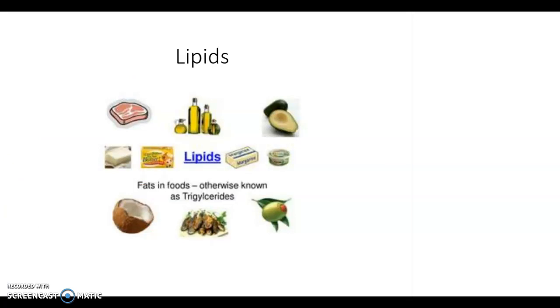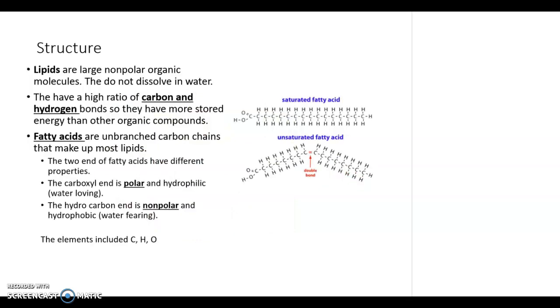The next group of macromolecules that we're going to look at are lipids. Lipids are also known as our fats. So you're going to find those in things like butter, in oils, avocados, some meats, olives, different foods like that will find our fats. And we need fats because fats are actually really important for us.